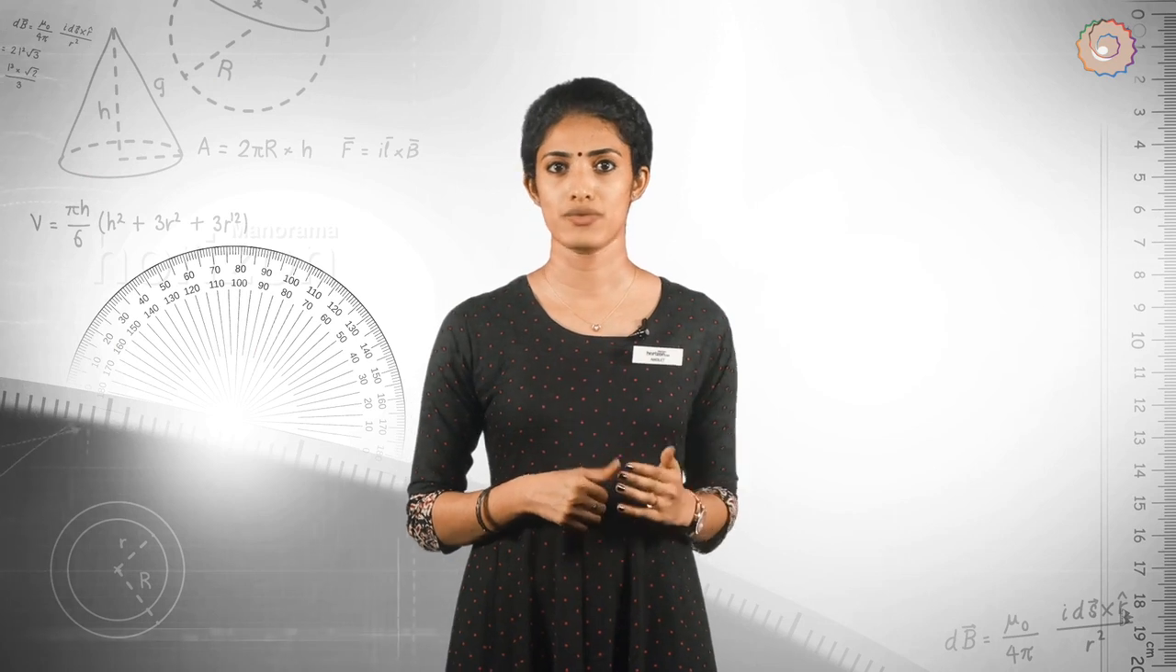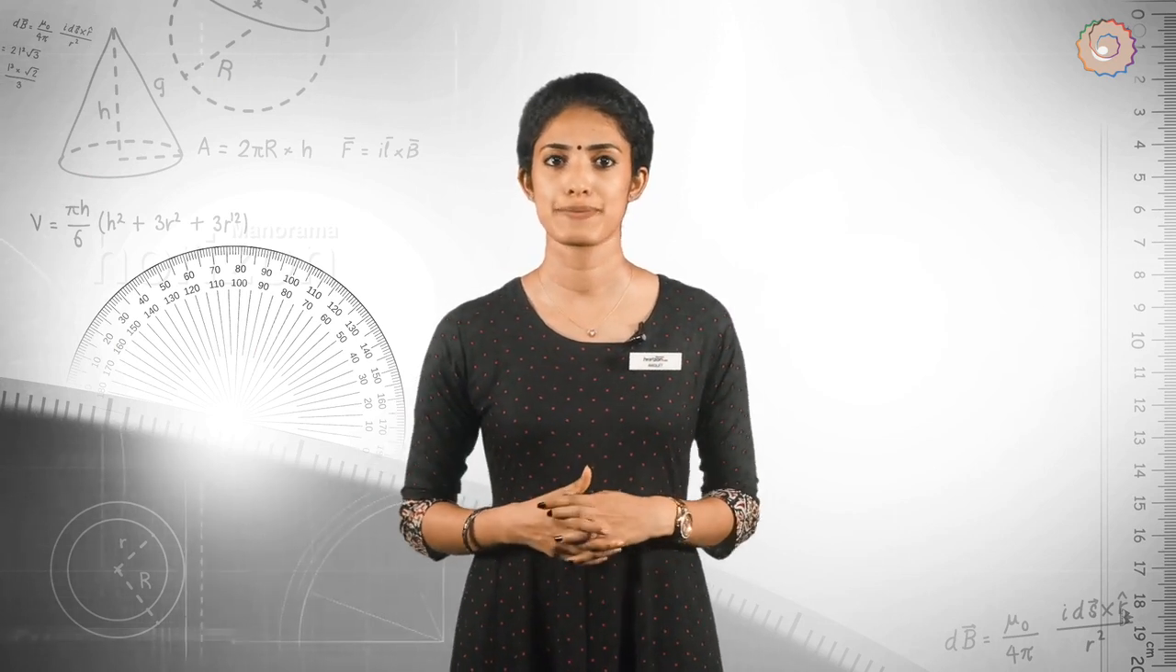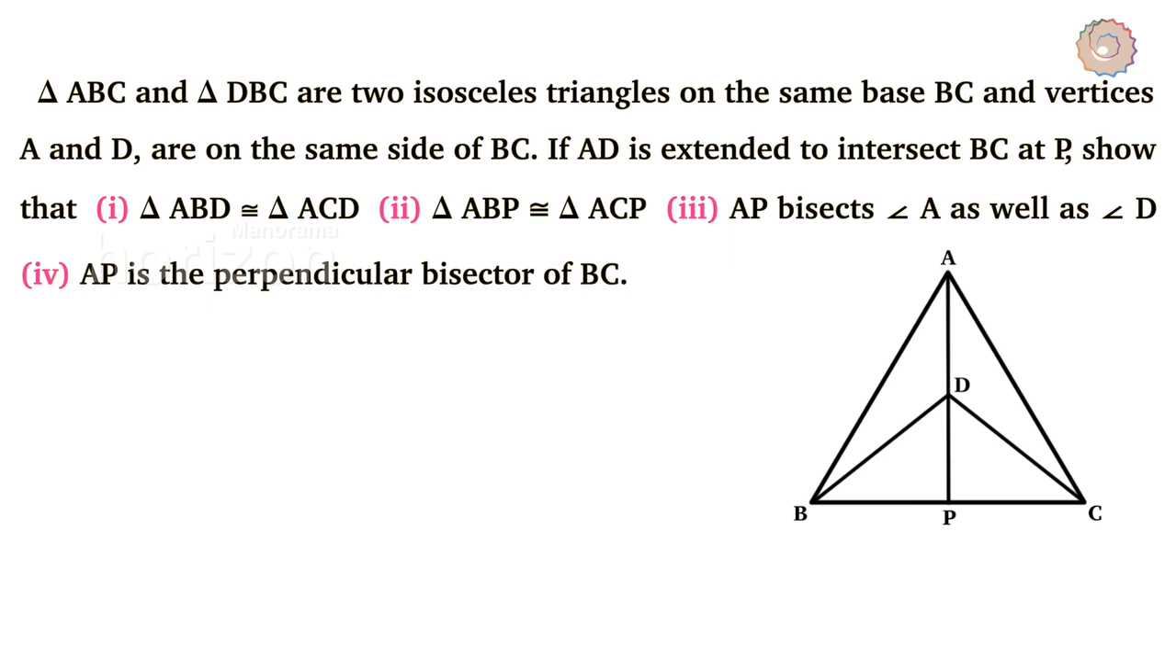Let us solve another problem which makes use of multiple congruency rules. If triangle ABC and triangle DBC are two isosceles triangles on the same base BC, and vertices A and D are on the same side of BC, and AD is extended to intersect BC at P, let's show that: first subpart, triangle ABD is congruent to triangle ACD. The second subpart, triangle ABP is congruent to triangle ACP. Third subpart, AP bisects angle A as well as angle D. And finally, AP is a perpendicular bisector of BC. The solution for the same is as follows.